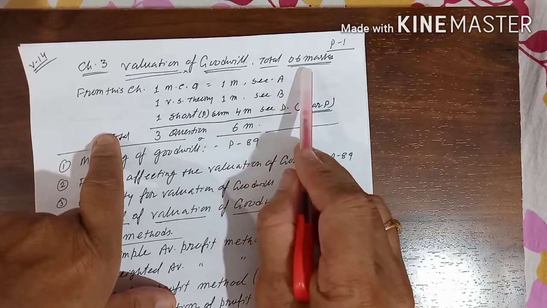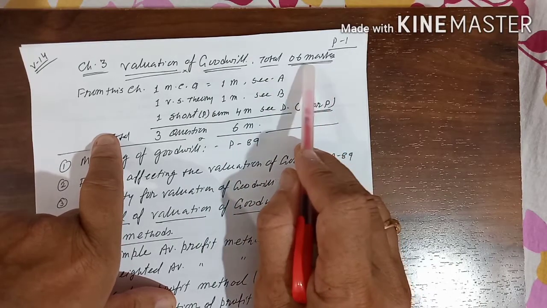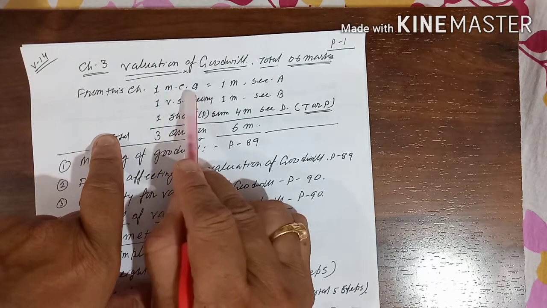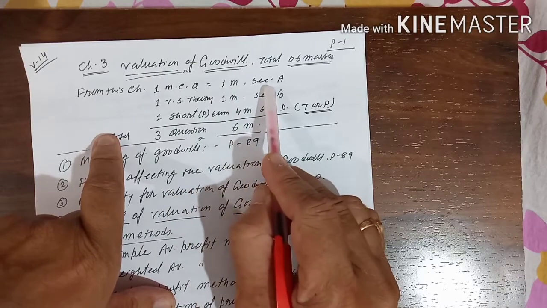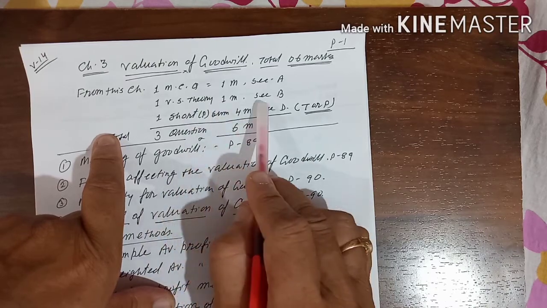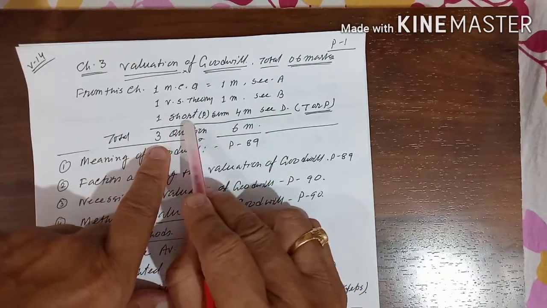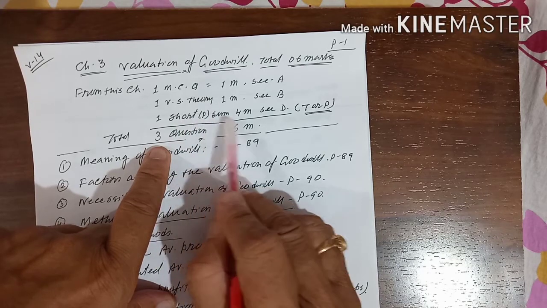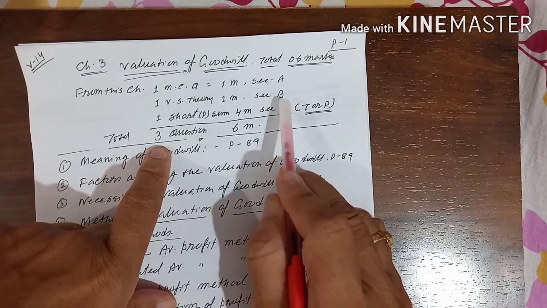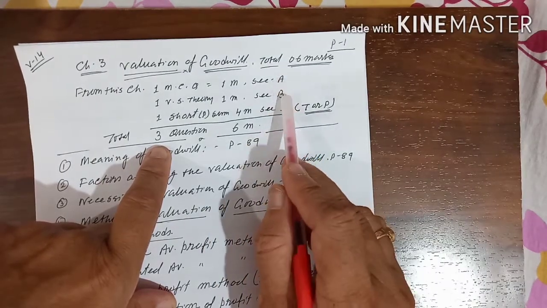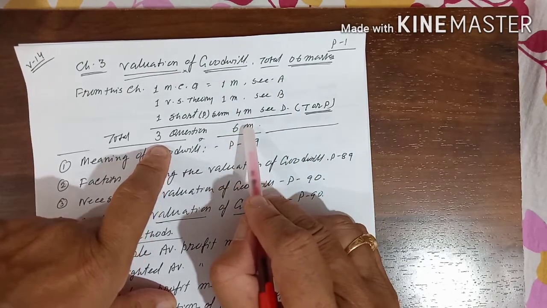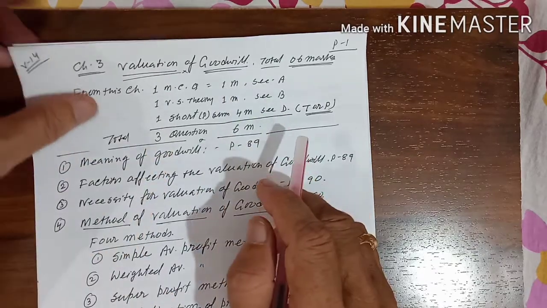In this chapter you will get a total of 6 marks of questions, and they will come according to your board paper style. One MCQ of 1 mark will come in Section A, one very short theory question of 1 mark will come in Section B, and one short sum of 4 marks will come in Section D. So Section D one sum, Section A one question, and Section B one question. 4 plus 1 is 5, plus 1 is 6. You will get 6 marks of questions.